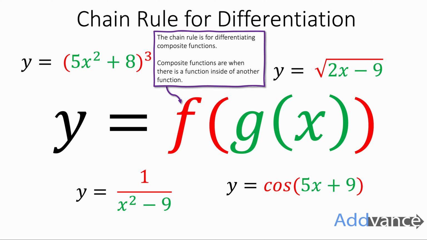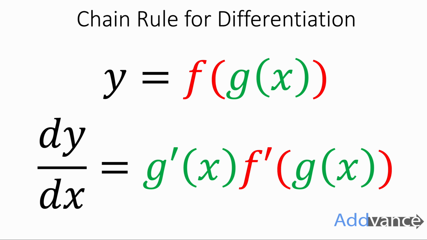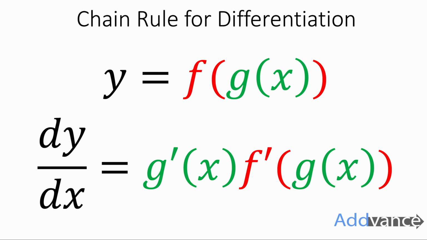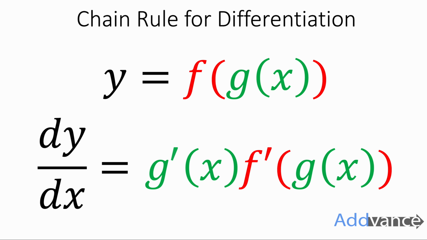We write composite functions like this where it's f of g of x. Where f of x is one function and g of x is the input to that function. We'll differentiate this by differentiating the f and then multiplying it by the derivative of g. Let's see that again. Differentiate f and then multiply by the derivative of g. Like that. If you can remember that pattern, that is the chain rule.